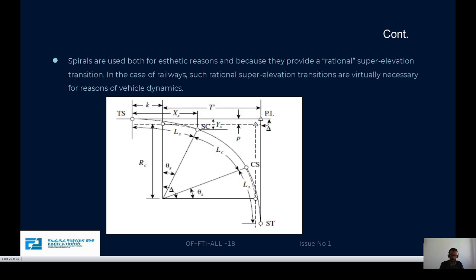So for transition curves, the layout is as follows. For example, this is a tangent, then a transition curve, then the main curve, and then another transition curve and tangent. So tangent transition curves are provided between the circle and the tangent, for a smoother and more gradual flow of traffic.